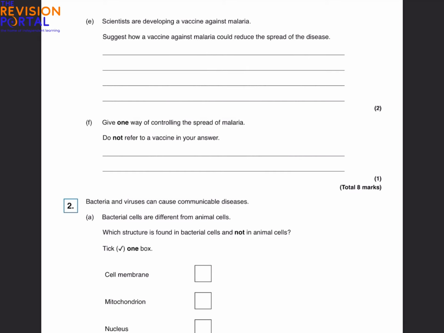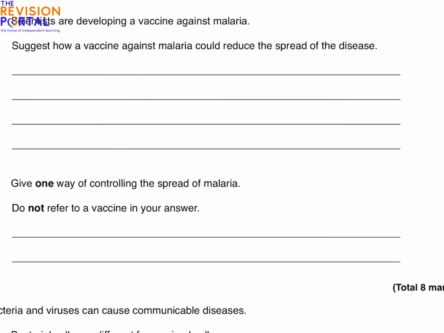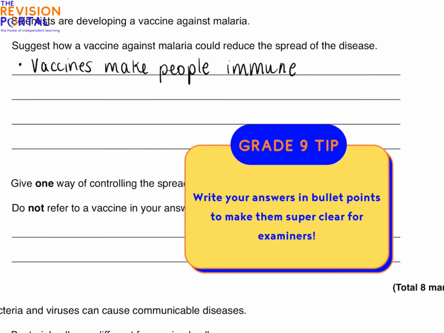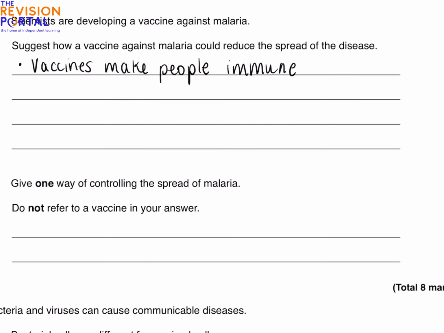Okay, so let's continue. The first marking point is that vaccines make people immune. I would really recommend that you write in bullet points when you're doing your answers. It will make it much clearer for the examiner to figure out where your marking points are. The second marking point is, so fewer people to pass a pathogen on to mosquitoes.